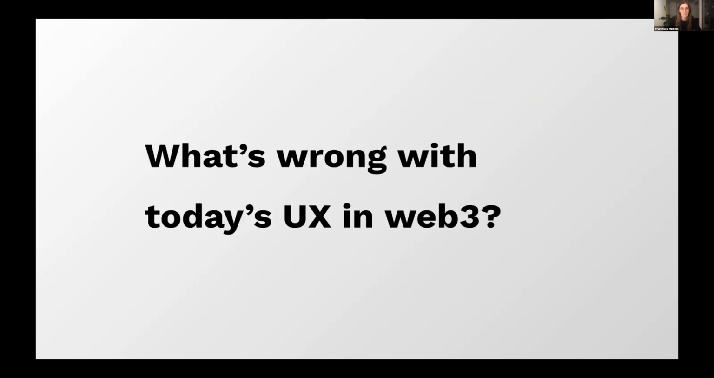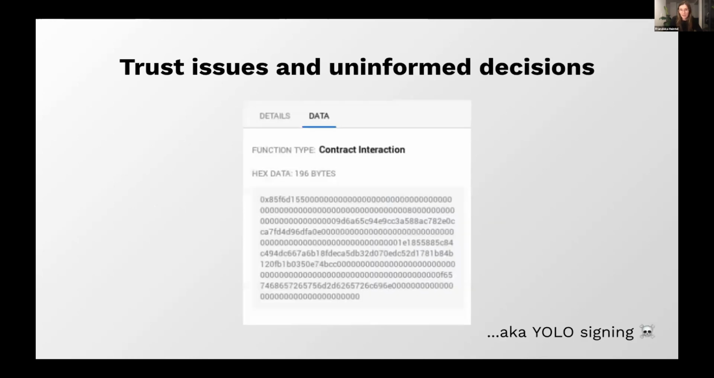So let's get started. Yeah, first, I really want to remind us all what's wrong with today's UX in Web3. I mean, many of you might have seen this before. We have lots of trust issues and uninformed decisions. These decisions that we currently take when we interact in Web3, they are based on hex data strings. We don't know what they mean, and we don't know if the interaction we do is actually what we intend to do. And yeah, that process is also called YOLO signing.